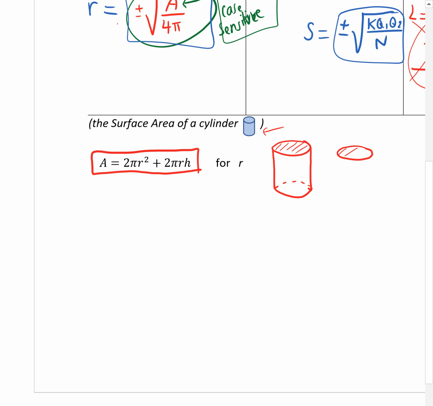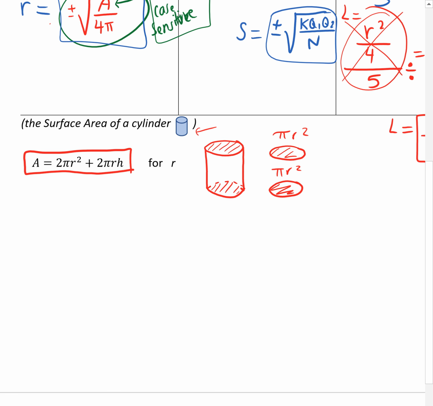And the circle's area is pi r squared. That's the area of a circle. There's also another part on the bottom of the can. That's another circle, which has area pi r squared. And if you combine those, the areas combined, you add them together. Pi r squared plus pi r squared is 2 pi r squared. And that's actually where this first portion of this formula comes from.